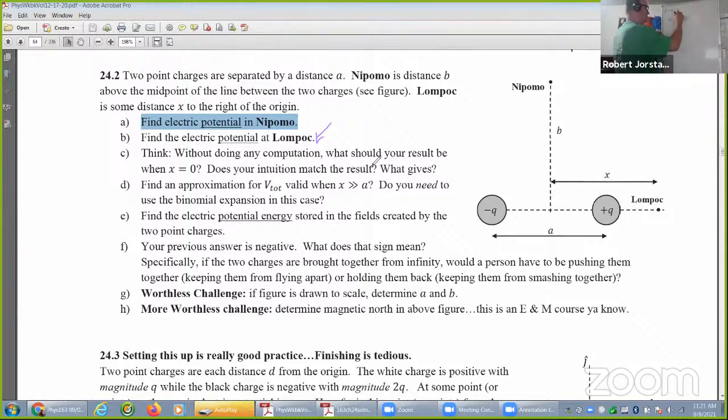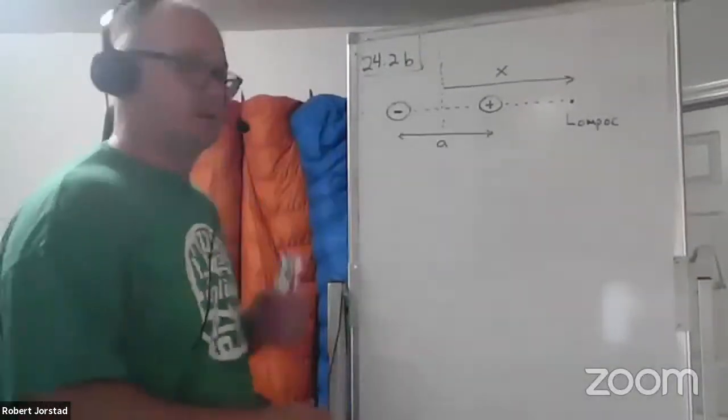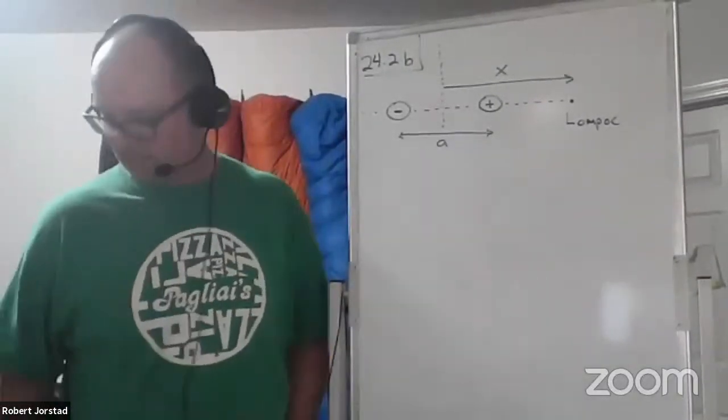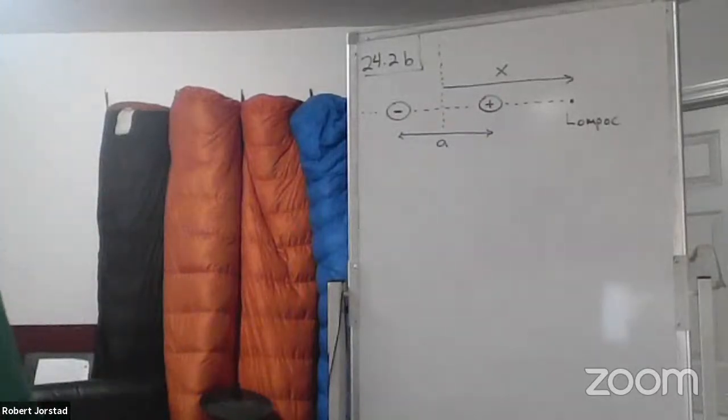And then I think there's a coordinate system here. And we're over here in Lompoc. And we're told that distance is A, and that distance is X, I think. All right. Okay. So hopefully, I'm realizing something already about my system here.